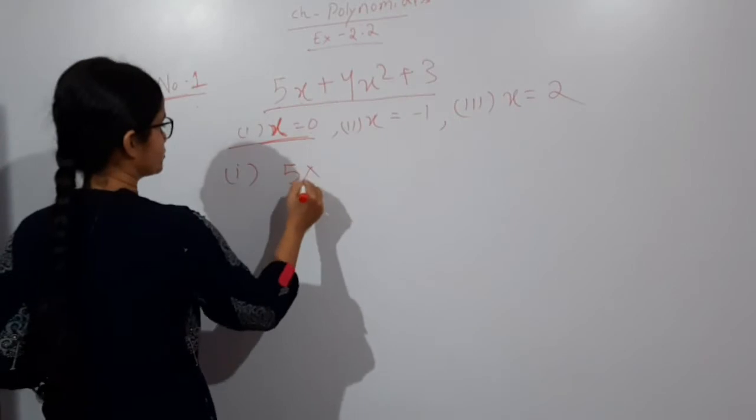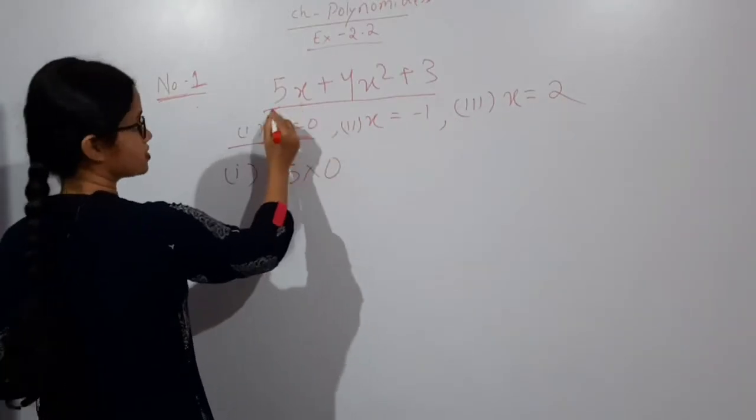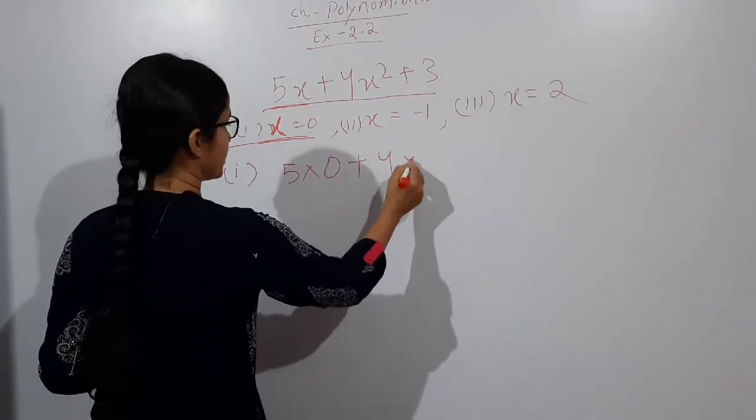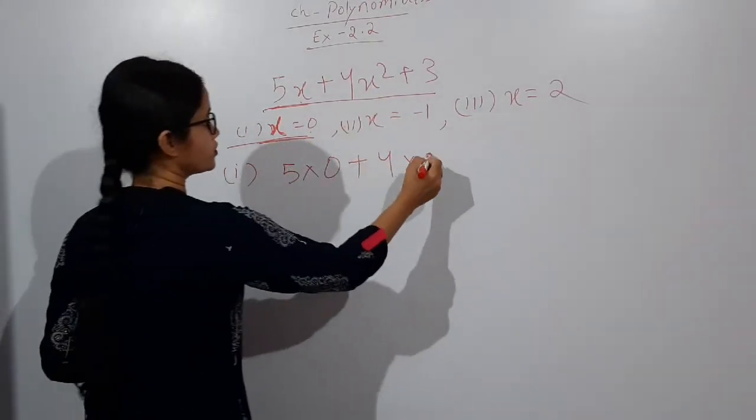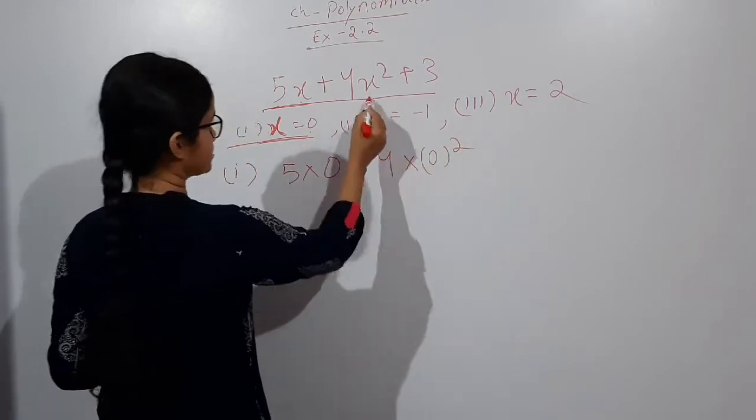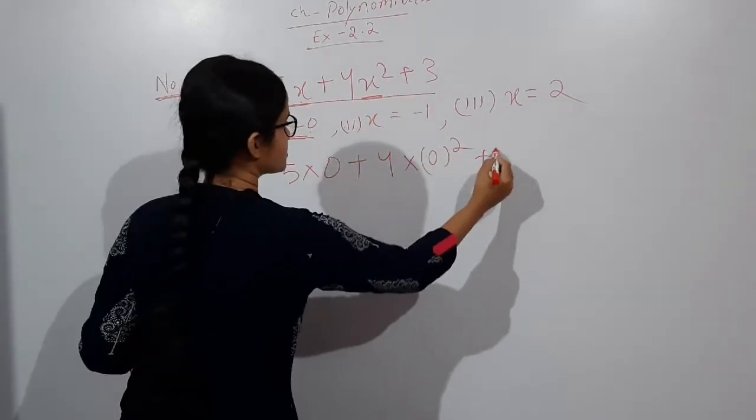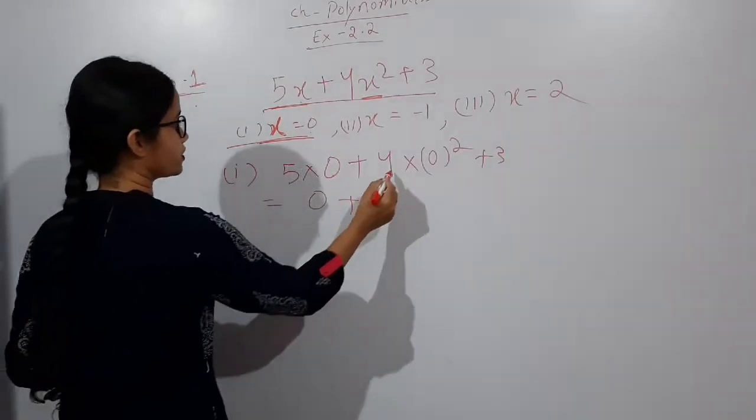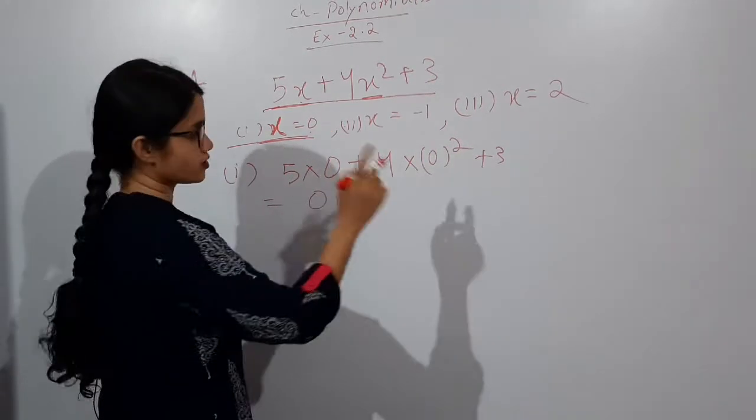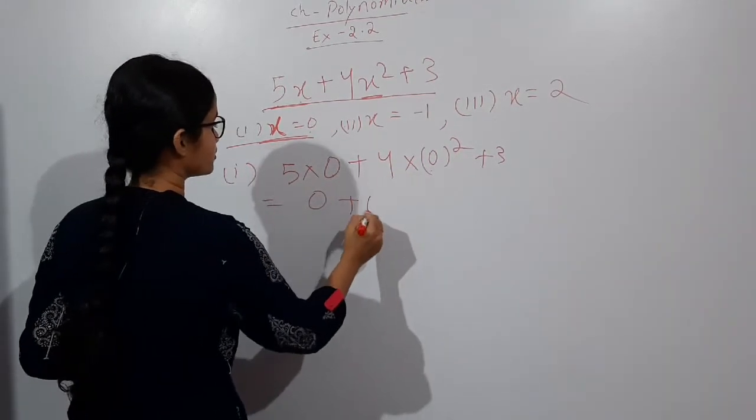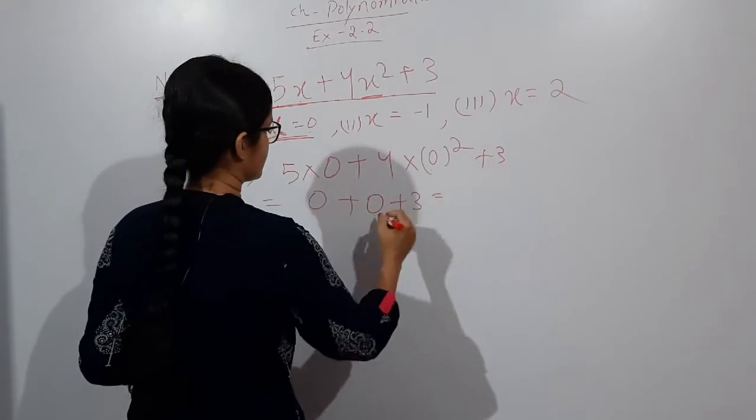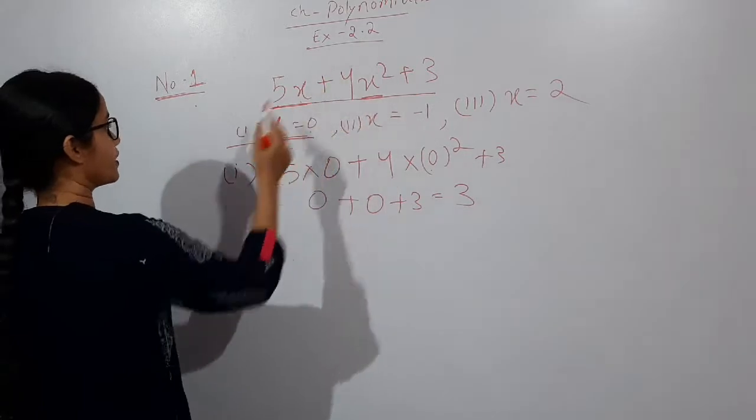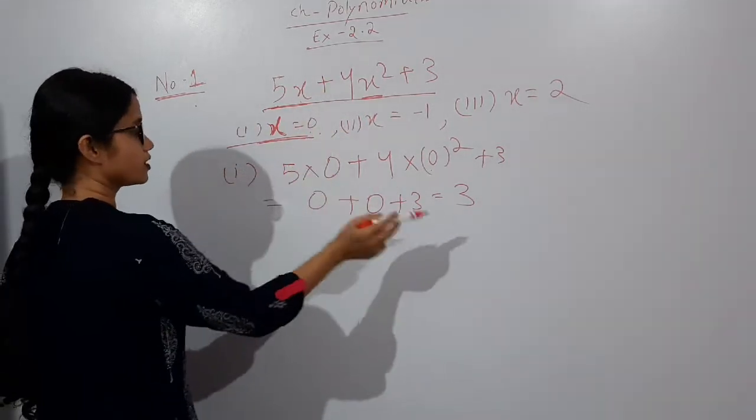So 5 into 0, because 5 into x, you can see here 5 into x, so that will be 5 into 0 plus 4 into x square. So in the place of x we have to put 0, 0 to the power 2, because it was x square, plus 3, that is equal to 0 into 5, 0, again the square of 0 is also 0, so 0 into 4, 0 plus 3. So the answer is 3. Okay. So the value of this polynomial where x is equal to 0 is 3.